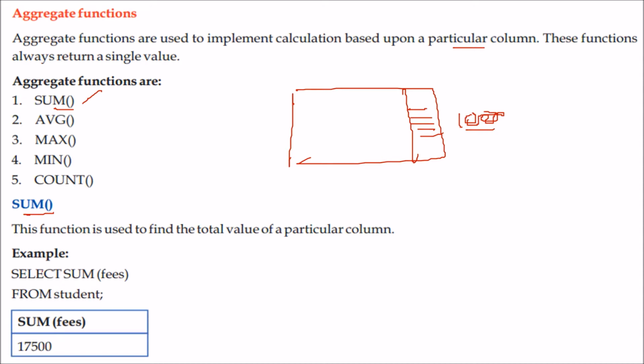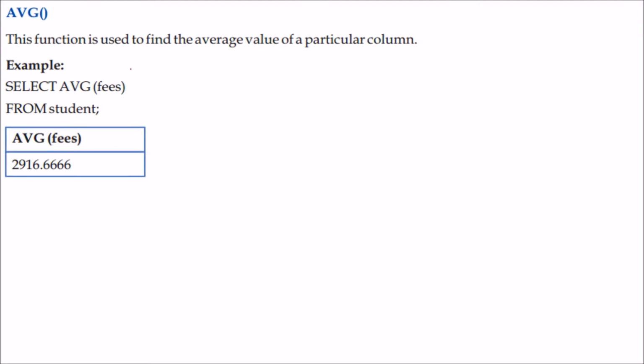When you say select, now you have to write an aggregate function here, sum. Then you write fees. You have to write the column, because I said only a particular column can be handled here. So: select sum(fees) from student. It will check the student table for fees, take this column fees, add all the column values, and return the final addition. That will give you sum of fees as 17,500.